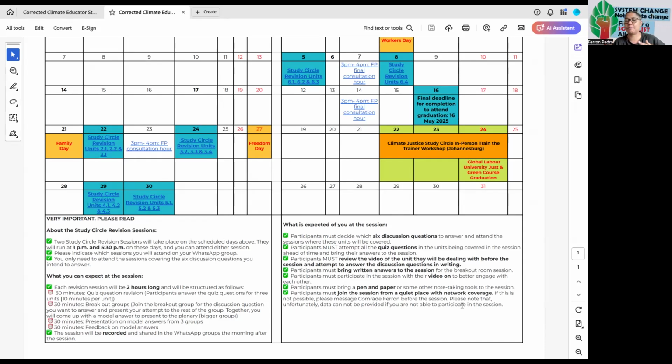And then the next 30 minutes, this is why you have to come to the session having already prepared something, we're going into the breakout group. Then you're going to join the breakout group for the discussion question that you're going to answer. So you see that for each calendar revision session, we're covering 3 different units, right?